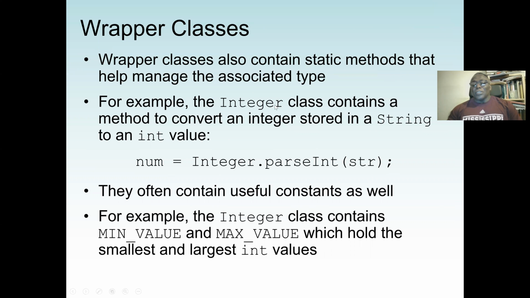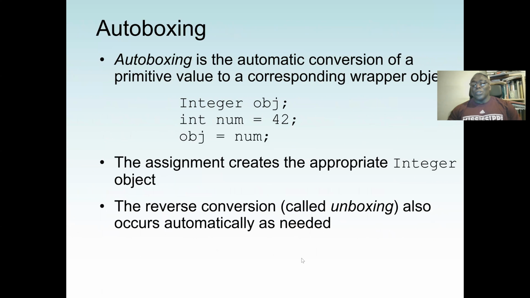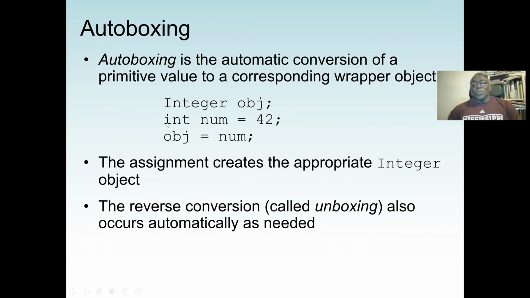Say, for example, the Integer class contains a method to convert an integer stored in a string to an int value. So I'll use Integer.parseInt. This is the method that will convert it to int, and this str again is where the data is. They often contain useful constants as well. Here, for example, the Integer class contains MIN_VALUE and MAX_VALUE, which hold the smallest and largest int values. And this is an example.